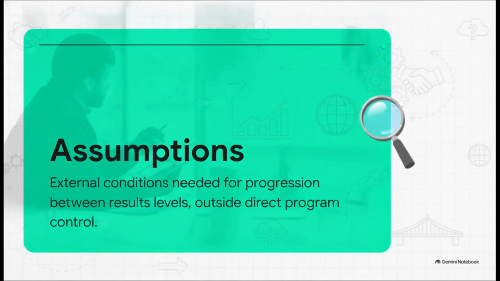All right, we've made it to the final, and honestly, the most frequently misunderstood column of the whole shebang: assumptions. Assumptions are the external conditions that are completely necessary for your program to progress between results levels, but they are totally outside of your direct program control. Let me just caution you right now. Whatever you do, do not write lazy generic statements here like "political stability continues" or "the weather remains good." No. Your assumptions have to be specific causal links that can literally make or break your entire program's logic.